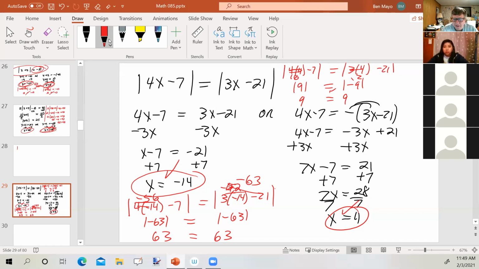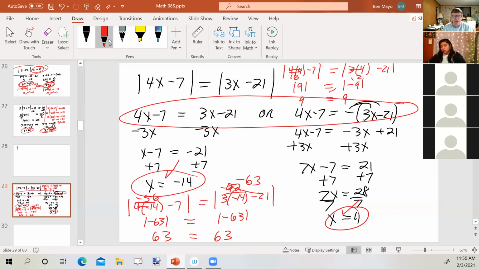Okay. So if you've got a problem with just 2 absolute values, you want to have one on each side of the equal sign, and then you get the 2 possible equations. What's inside of the first equals what's inside of the second. What's inside of the first equals the opposite of what's inside of the second. When you take the opposite of, make sure you put parentheses around the whole thing and then distribute that negative sign.